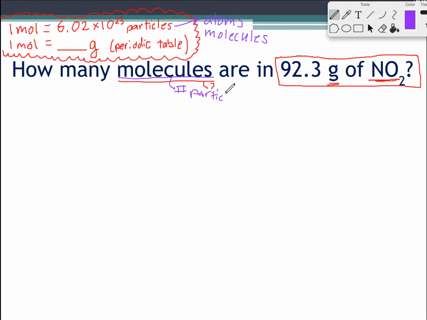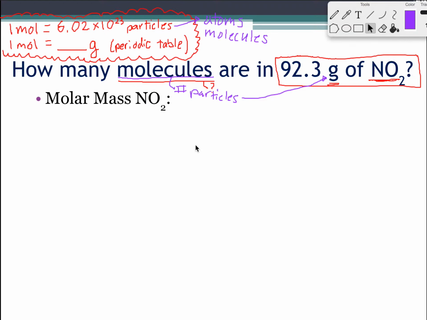So off the top of our head, we don't know a conversion factor that tells us how many particles are in how many grams. All we have is how many moles are in how many particles, and then we also have our second conversion factor, which is molar mass, and tells us how many grams are in how many moles. So we don't have one that goes from molecules to grams. What that means is we're going to have to do 2 steps. Let's see what that's going to look like.